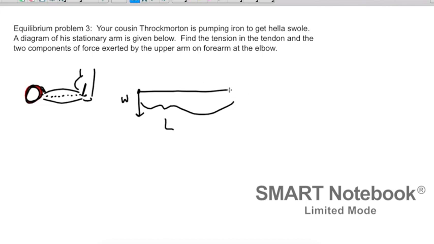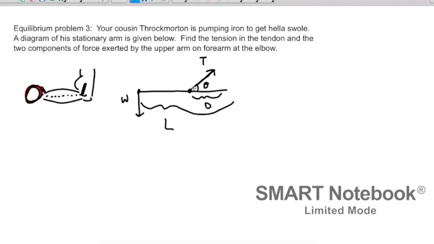Let's say here's his elbow back here. And let's say that the support tendon that goes up, which again I'm exaggerating the distance, attaches to the forearm bones at some distance D away from the elbow. When it does so, it makes an angle theta, and it supplies a tension force up. Okay? So I'm going to call that tension force T.